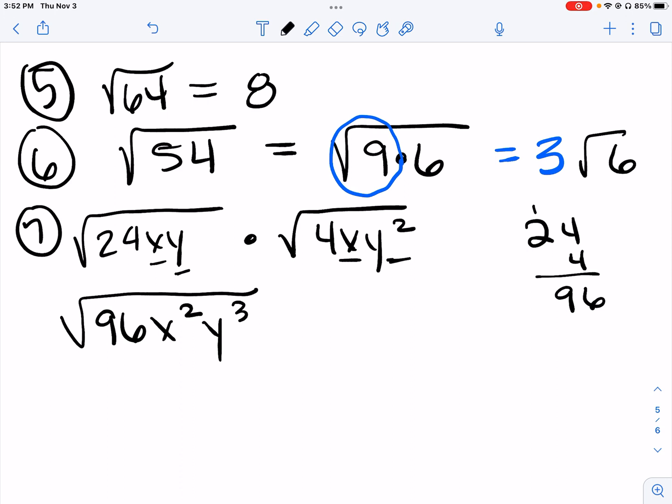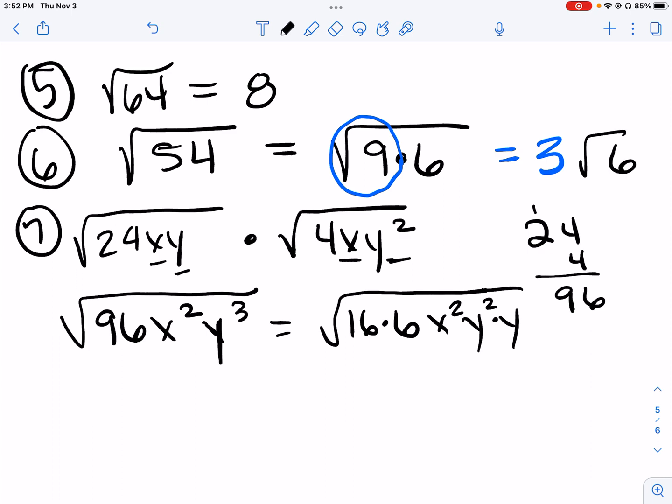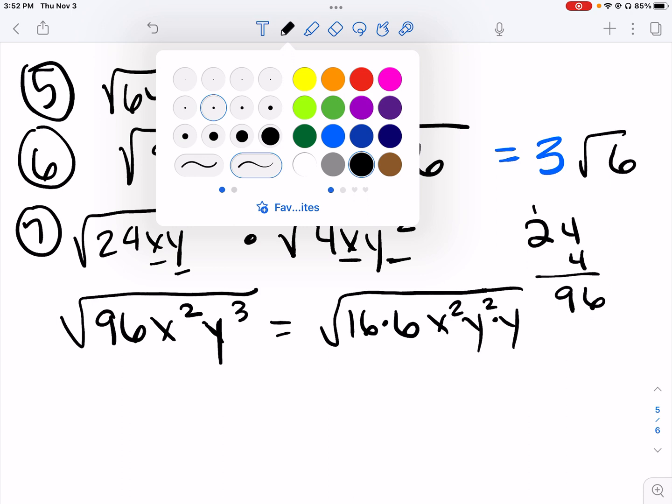Okay, now what we need to do is break down each of those things. Okay, 16 times 6 is 96. That y cubed gets broken down into a square with another one. Y squared times y is the y to the third. Now let's see what we can take the square root of.